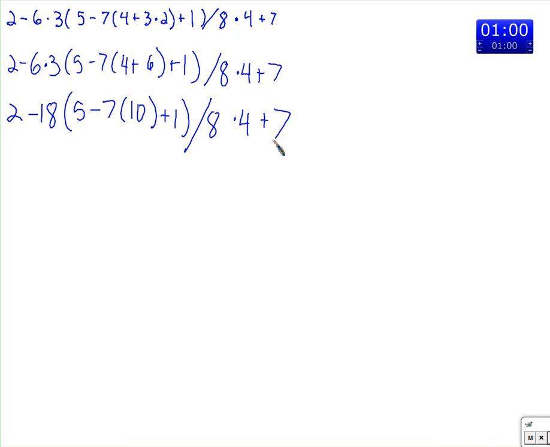Should I do 5 minus 7? You got 7 times 10, right? You got multiplication first. Okay, let's do that. 2 minus 18, give a negative 16? No, because negative 18 is multiplied by the parentheses. See that? Negative 18 needs to get multiplied by parentheses. I don't know what's in the parentheses yet, so I can't really take care of the 18. So we're just going to have to write it again. And we'll do this. We'll do 7 times 10.